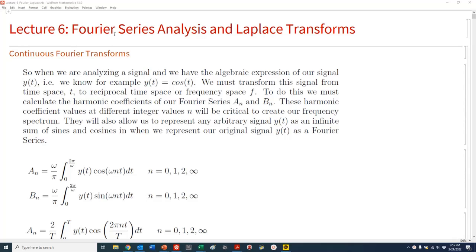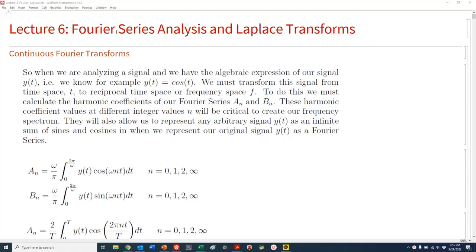Hi everyone, and we're back to lecture 6 in our Fourier series analysis and Laplace transforms. So we're going to break up this lecture into three main sections: continuous Fourier transforms, discrete Fourier transforms, and also in discrete Fourier transforms, performing Fourier transforms on images, and then finally Laplace transforms. So we're going to start off with continuous Fourier transforms.